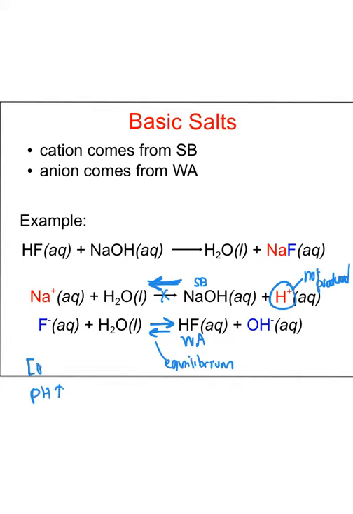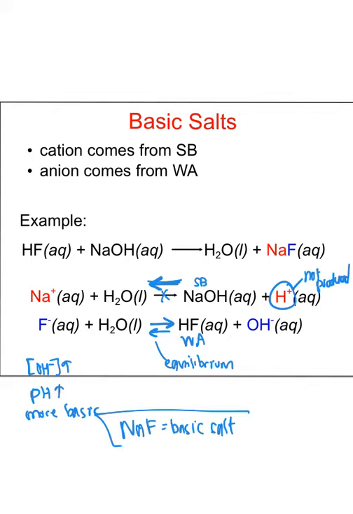because we have a concentration of OH minus being produced, so we become more basic, which means NaF is a basic salt because that F minus is in equilibrium with water and it produces the hydroxide, which makes it a basic salt. Even though NaF does not have an OH minus, it still is basic.